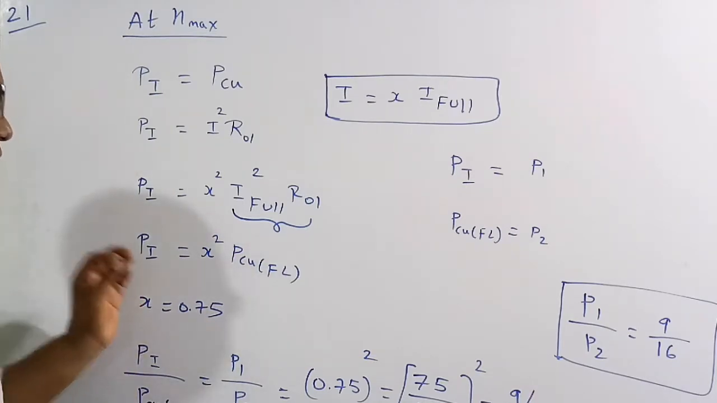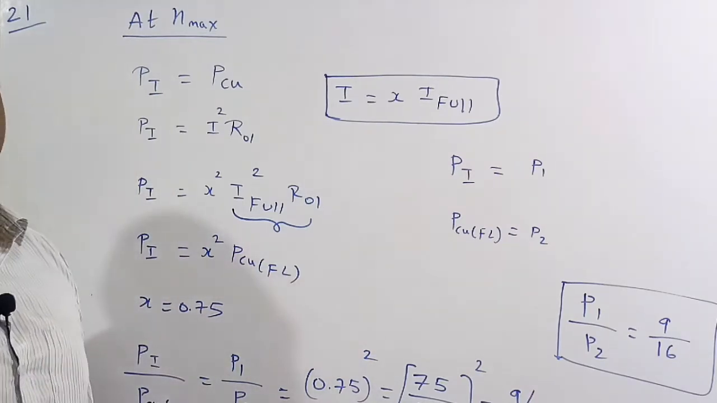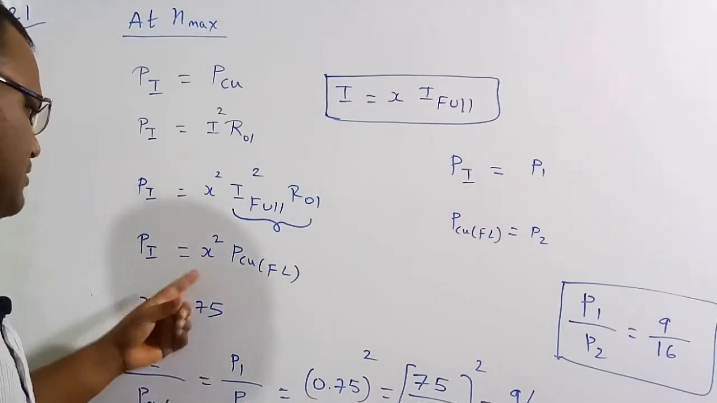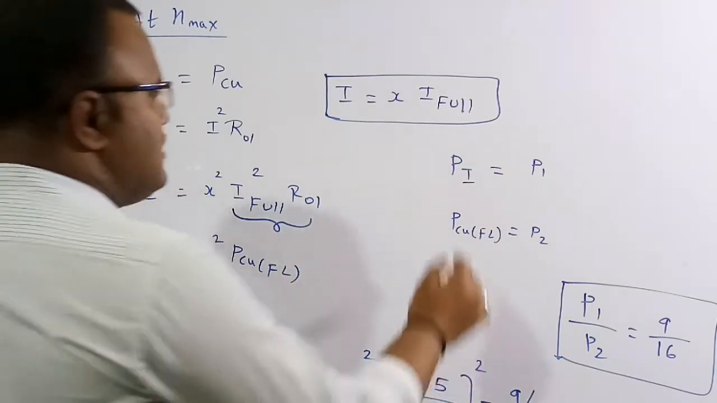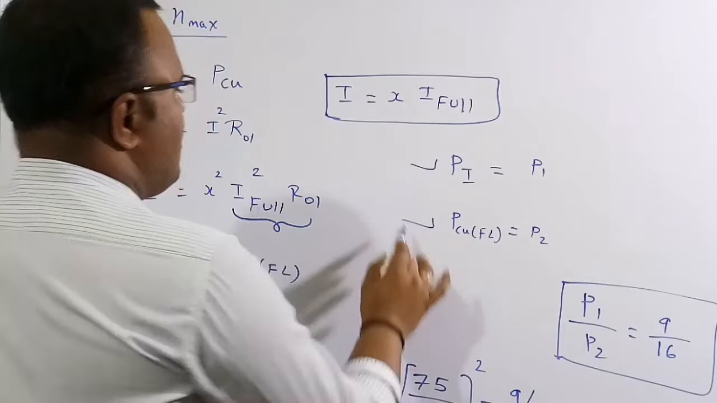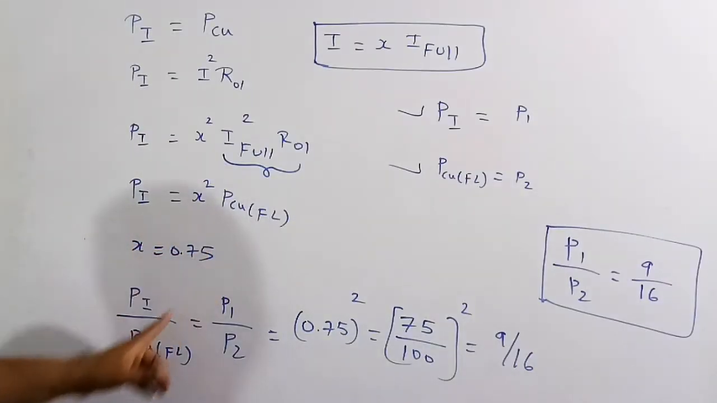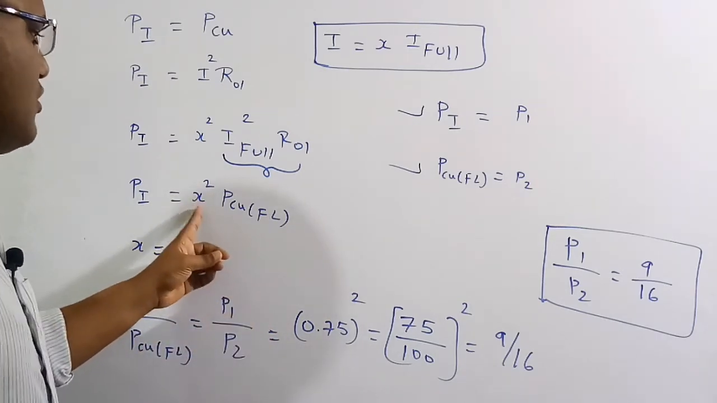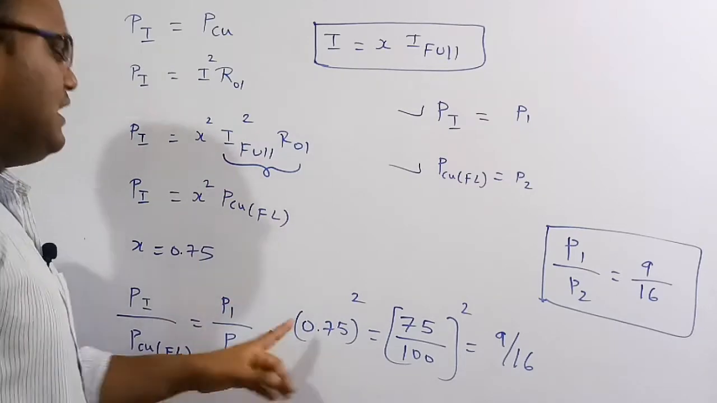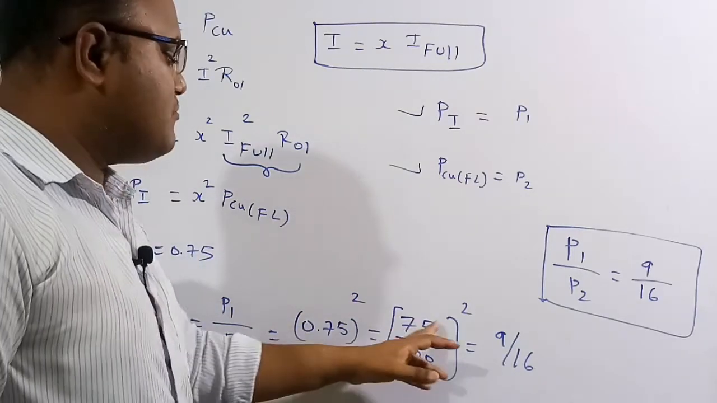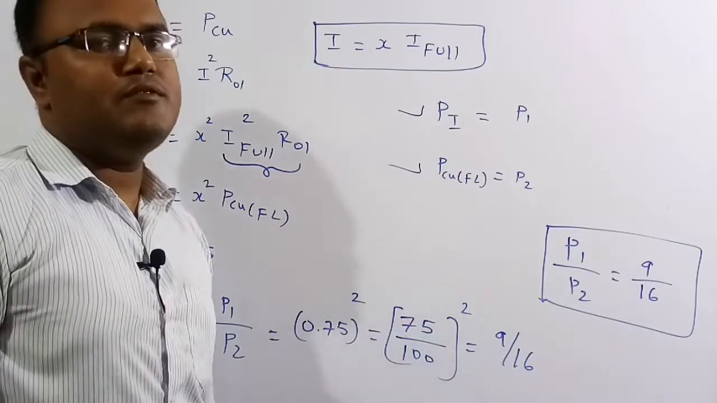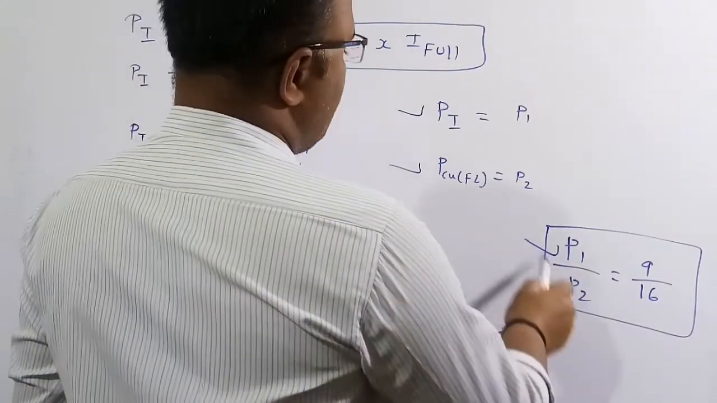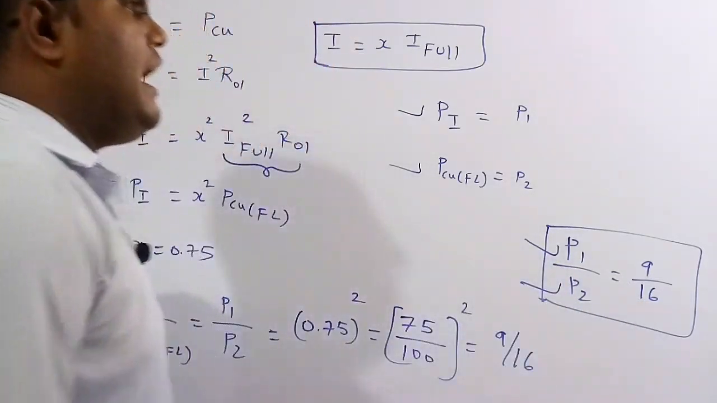In the question it is given that at x, that is at 75% of the full load, the maximum efficiency is going to occur. So x is equal to 0.75, and in place of x I am going to substitute it here. They are also given that the iron loss is P1 and the full load copper loss is P2. So iron loss by full load copper loss is P1 by P2, which is equal to x square. In place of x I substitute 0.75 whole square, so we can write it as 75 by 100 whole square. After doing the simplification, finally we get 9/16. So the ratio of the iron loss by full load copper loss is equal to 9/16 at 75% of the full load.